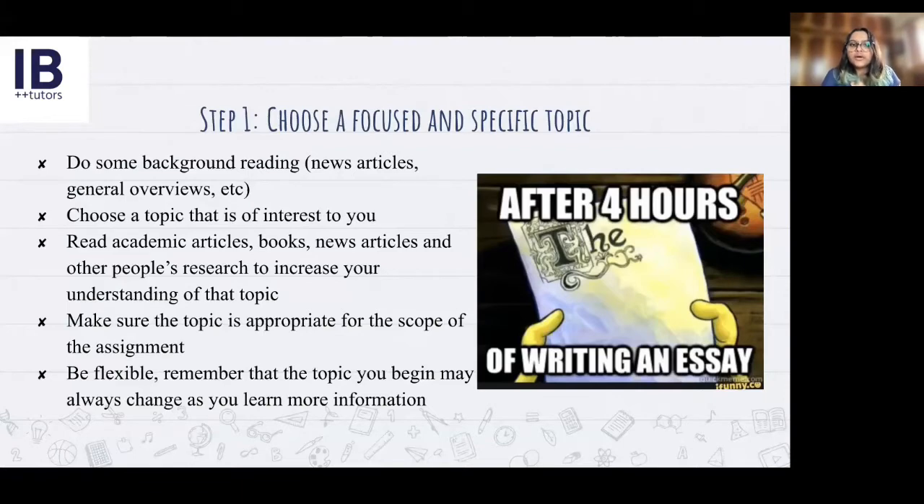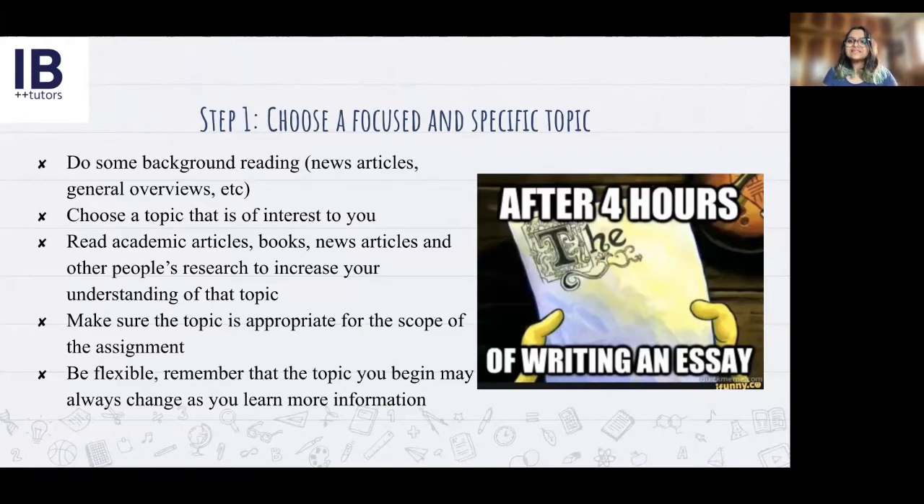Once you get to that point, within that topic, read different academic articles, books, newspapers, news articles, and other people's research to increase your understanding of the topic. Once you're able to see the topic from different people's points of view and different perspectives, you get a very holistic view of the topic, and you can narrow down and make your topic more focused and specific.